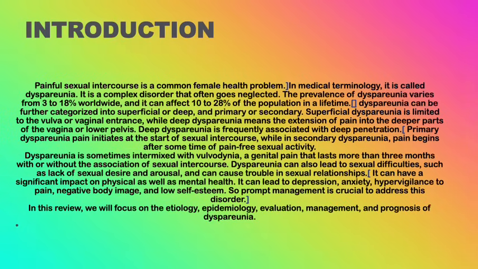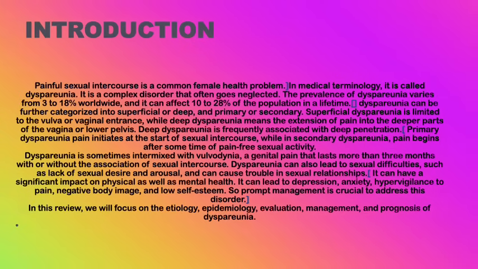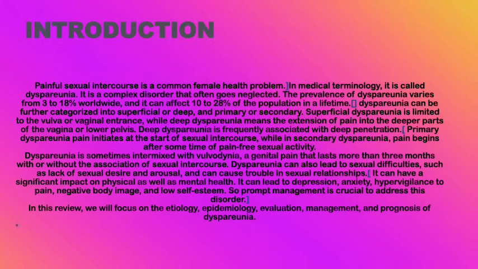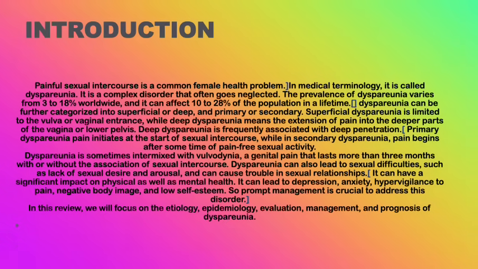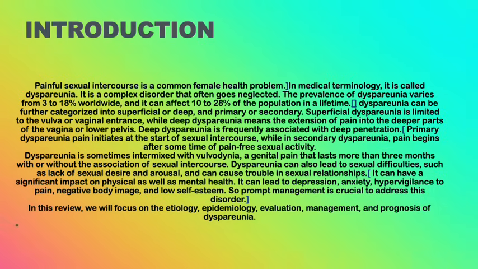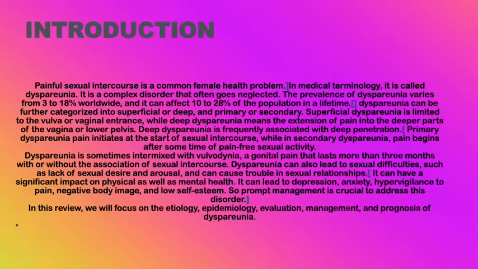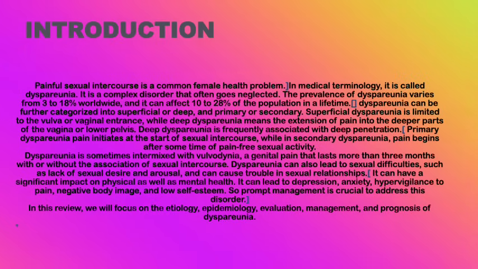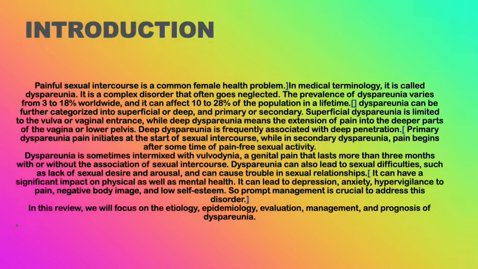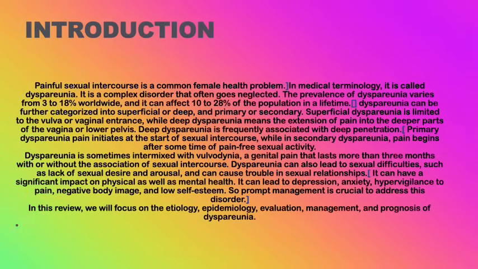Superficial dyspareunia is limited to the vulva or vaginal entrance, while deep dyspareunia means extension of pain into the deeper parts of the vagina and lower pelvis. Deep dyspareunia is frequently associated with deep penetration. Primary dyspareunia includes pain at the start of intercourse, while in secondary dyspareunia, pain begins after some time of pain-free sexual activity. Dyspareunia is sometimes intermixed with vulvodynia, a genital pain that lasts more than 3 months, with or without the association of sexual intercourse.